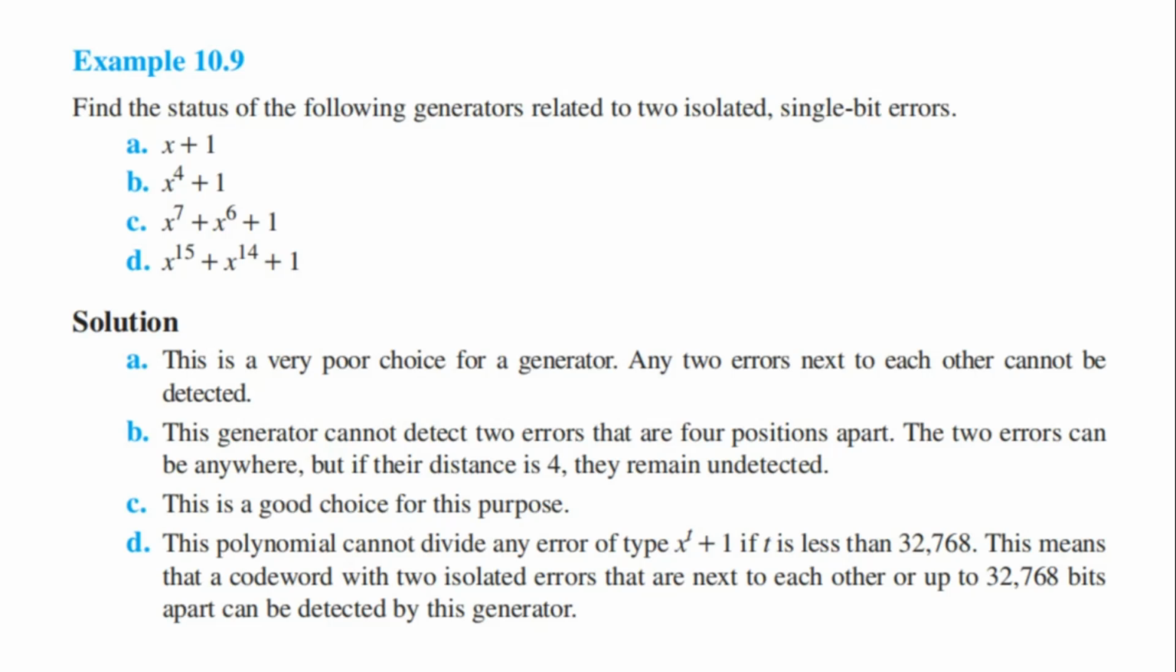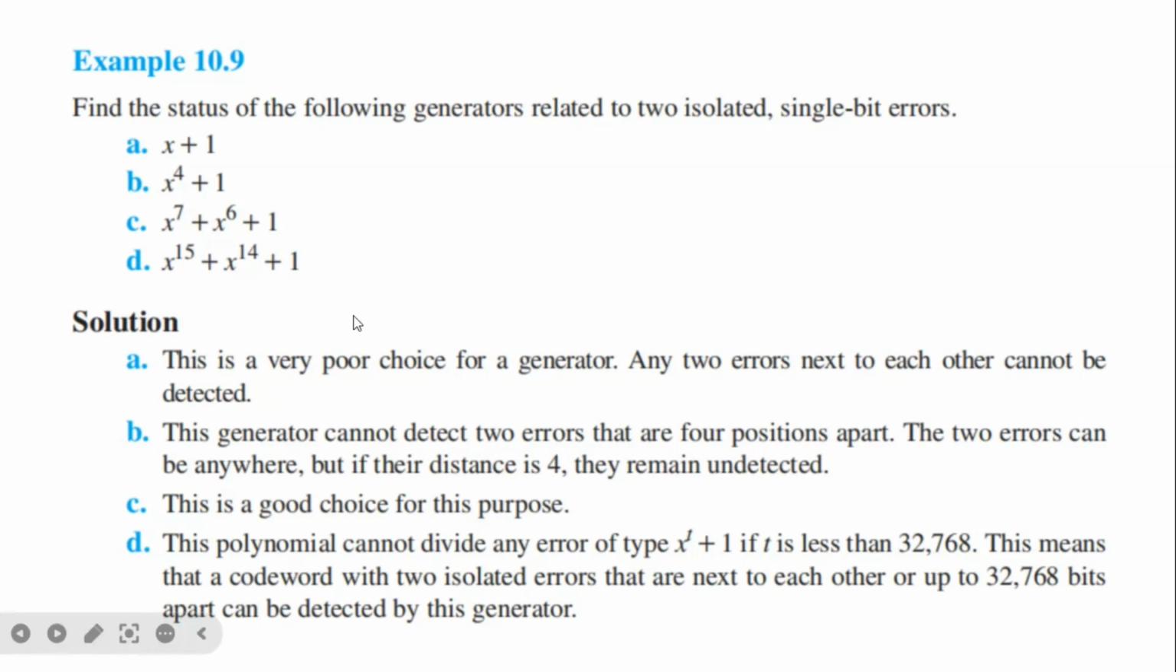Next, with this example, we can say this will only find all single bit errors, so no 2-bit errors can be found. So this is a very poor choice for the generator. Then, with this one, it cannot detect two errors that are 4 positions apart. If the distance between those two errors is 4, then it cannot detect them. But this is a very good choice. It can detect all isolated 2-bit errors.